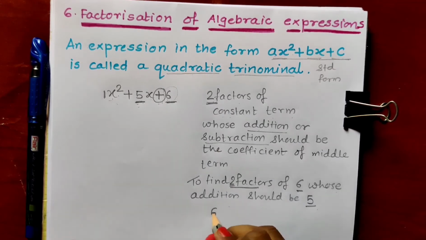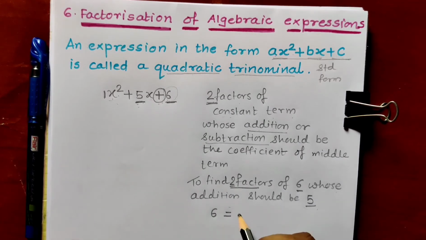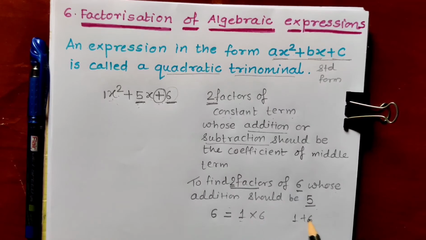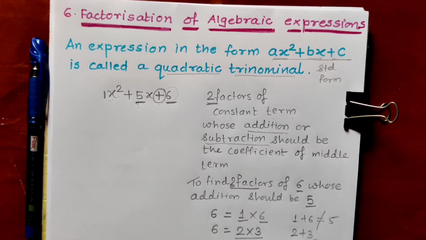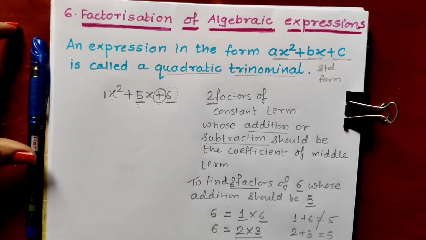So 2 factors of 6, if we want to find out, first 2 factors can be 1 into 6. 1 sixes are 6. Correct? So we have to find the addition, which should be 5. But 1 plus 6 is not equal to 5, so we cannot take these 2 factors. Then the next 2 factors of 6 are 2 threes are 6. If you add 2 and 3, we get 5. So we have to take these 2 factors of 6 whose addition is 5.